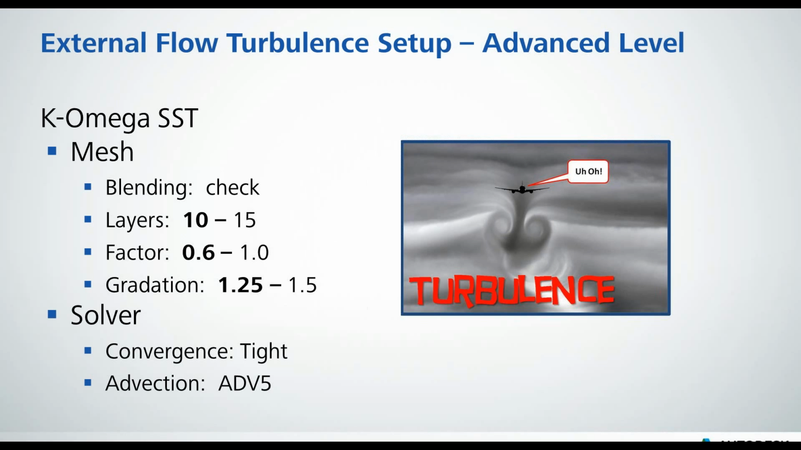When you're looking at the solver, you want to make sure you change to a tight convergence. You have lots of areas in your model or your domain that aren't going to be changing very much, and it's harder to detect when to automatically stop. With the tighter convergence, you'll be sure to have a good solution. And for that turbulence model, the kappa omega SST, we really recommend that you switch to ADV5.